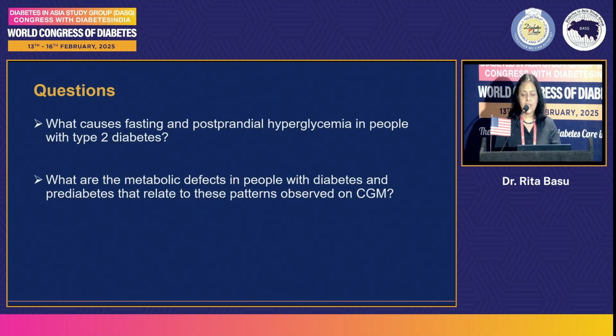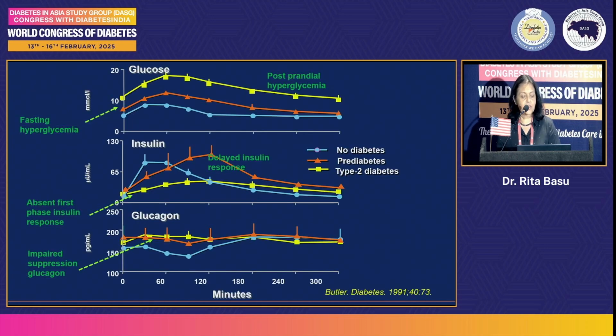So the question is, remember, I'm the physiologist. So I'm going to tell you what causes this fasting and postprandial hyperglycemia and what are the metabolic defects in people who have diabetes or pre-diabetes that relate to these patterns observed on CGM. So you get the pattern on CGM. You have to know why it is like that. So I'm telling you what the clues to that are, because that's the research I have done.